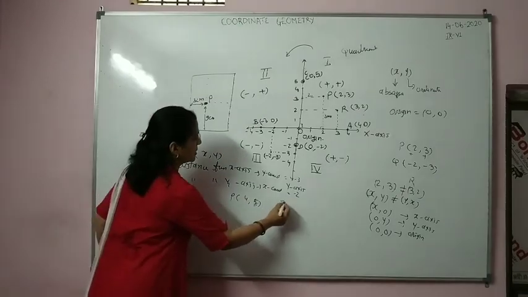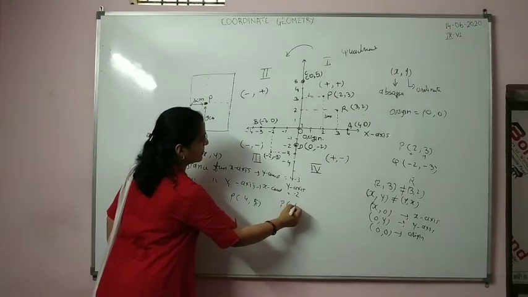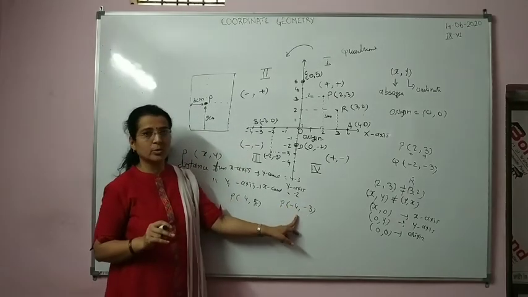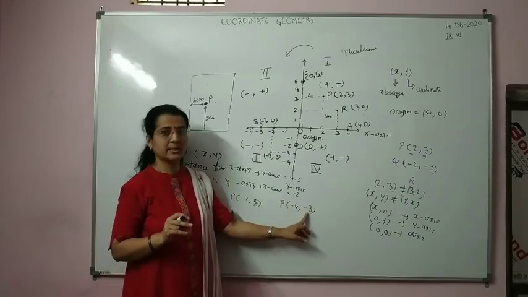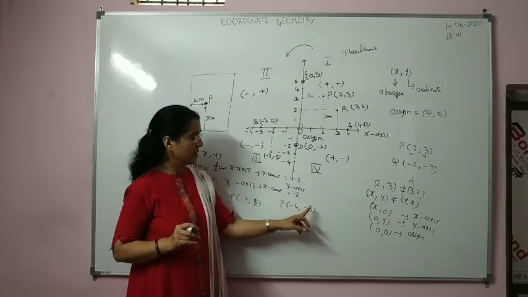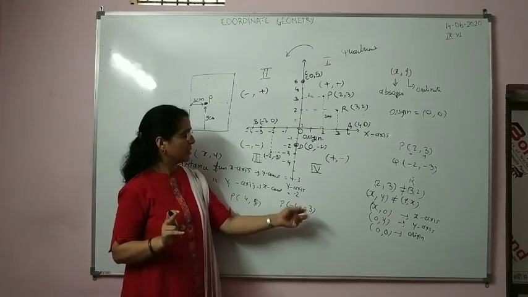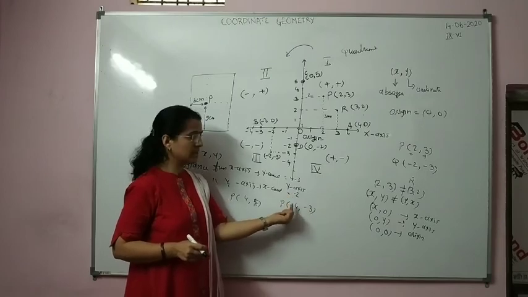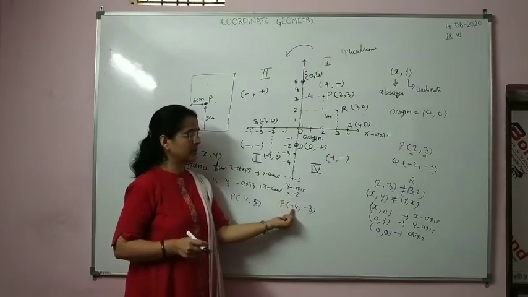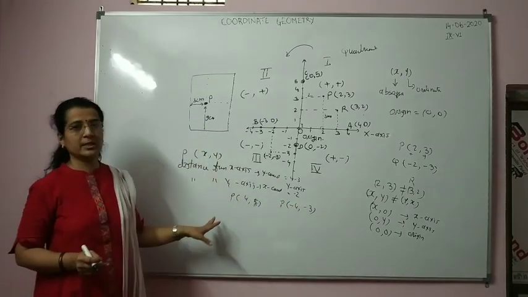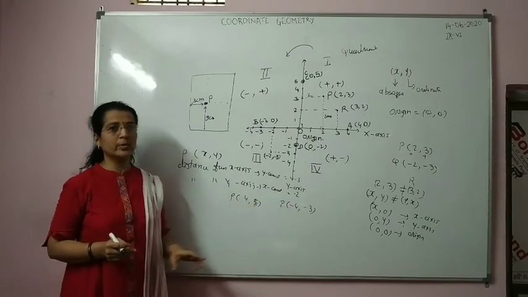But what if the question is the distance of the point P(-4, -3) from the x-axis? As you know, the distance of the point from the x-axis is its y coordinate, which is -3. Distance cannot be negative, so the distance is 3 units. The distance from the y-axis is the x coordinate, -4, which means 4 units. So while taking the distance, we forget about the sign and just take the numerical value.